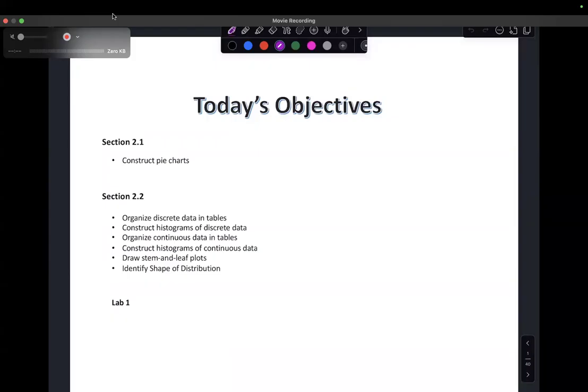So today we're going to finish up section 2.1. We're just going to finish up with some pie charts. Then we're going to go into 2.2 and talk about making some discrete data histograms. We're going to put some continuous data in tables and construct continuous data histograms. We're going to do a stem and leaf plot and identify shapes of distribution. And then we're going to finish up by going over lab 1.